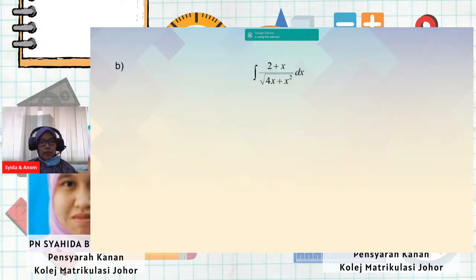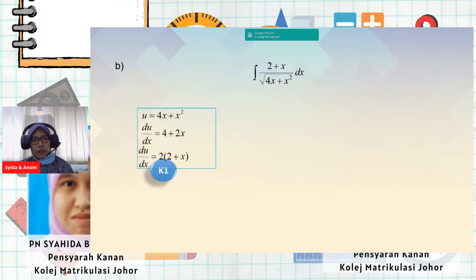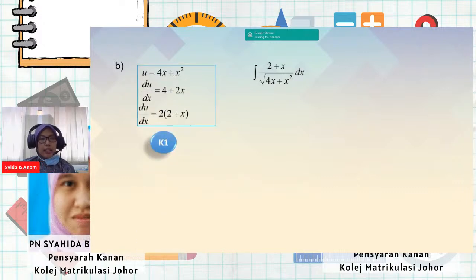Question 6b. Integrate 2 plus x over the square root of 4x plus x squared. By using substitution, we choose u as 4x plus x squared. Then differentiate, the derivative of 4x plus x squared is 4 plus 2x. Then we want to cancel with 2 plus x, so we must factorize, factorize 2, so 2 times 2 plus x.